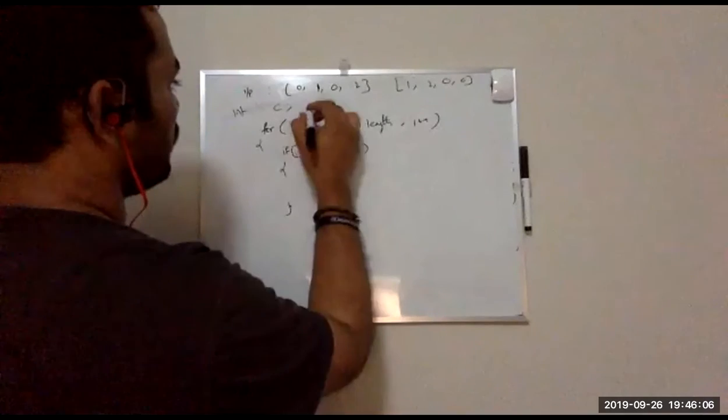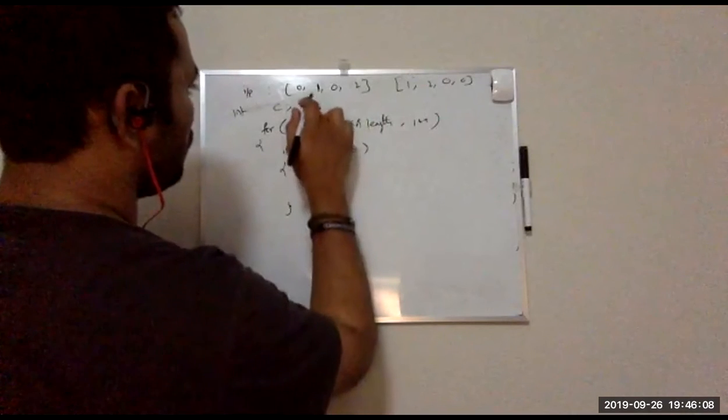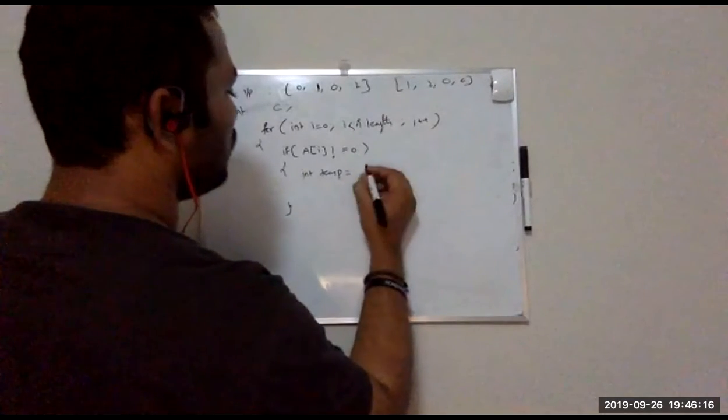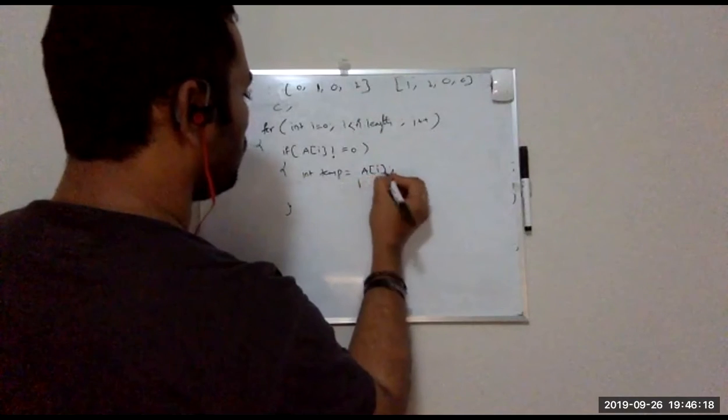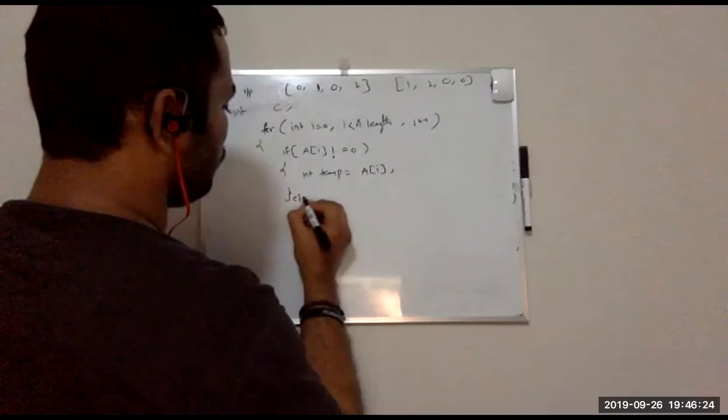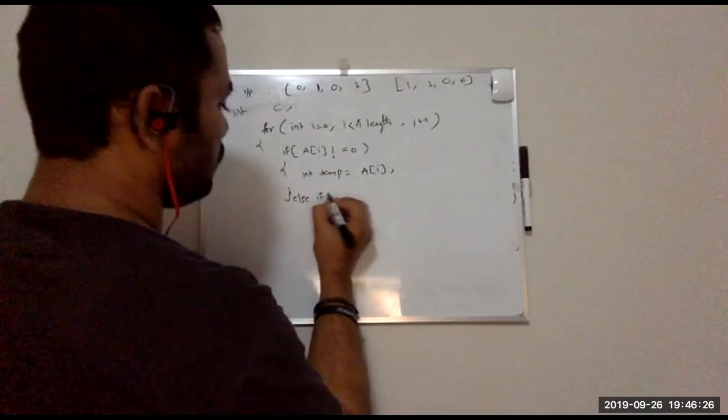Okay. Yeah, I'm having a variable p. No, you don't have to assign it there. Inside the if condition, int temp equal to A of I. A of I. And then else if. No, there's no else if.